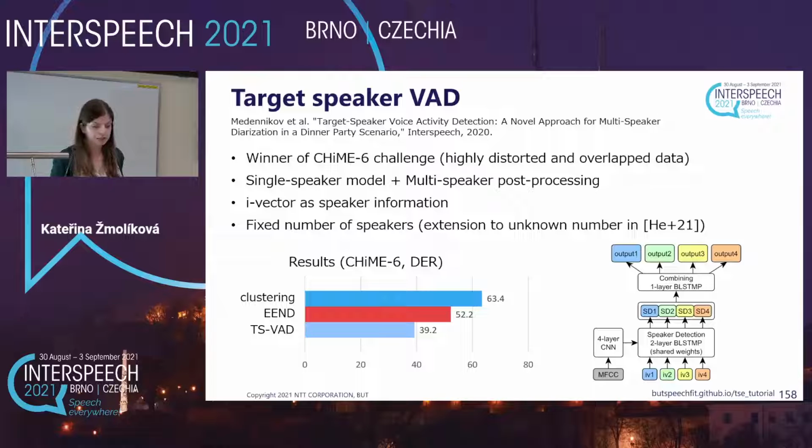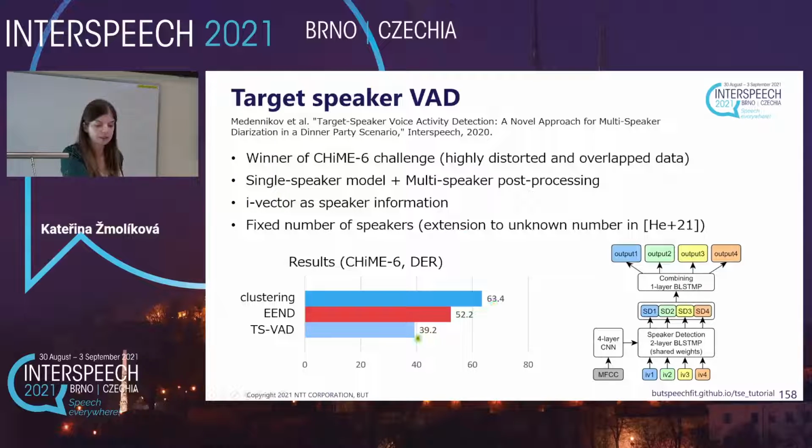In the target speaker VAD, we have a single speaker part of the model, which is informed by the i-vector of the target speaker and outputs the activity of this speaker. And in this particular data, there is a fixed number of speakers. There are always 4 speakers. So in TSVAD, they also employed a model which combines the activity of the 4 speakers to get an improved estimation of the activity, basically the diarization. Recently, there has also been an extension, which can be applied also to unknown speakers.